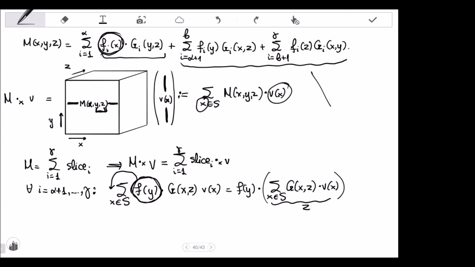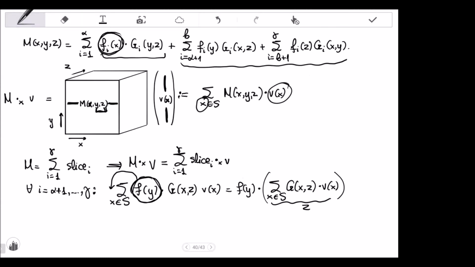And similarly for these slices here, where the variable z is out, it can still go out of the summation in x. So whenever I apply v to these slices, I'm getting back a slice.